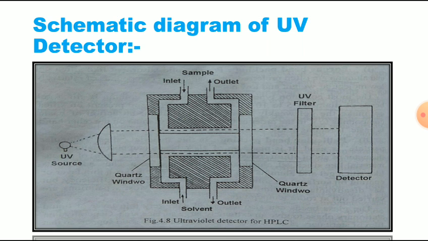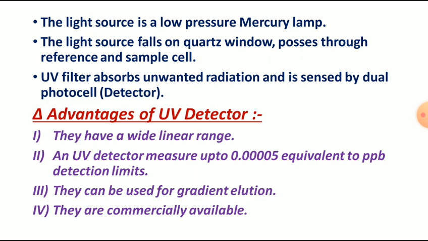So this is the schematic diagram of the UV detector. The light source is a low pressure mercury lamp, or you can say mercury vapor lamp. The light falls on the quartz window and passes through the reference and sample cell. The UV filter absorbs unwanted radiation, and the light is sensed by a dual photo cell, or you can say detector. Finally, the detector will detect that light.